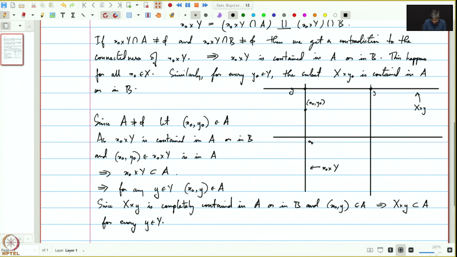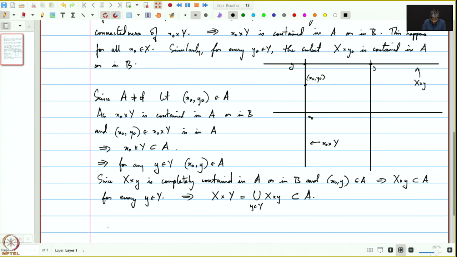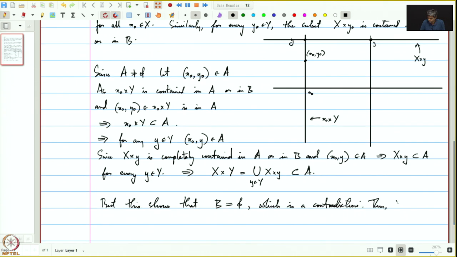And this happens for every y in Y. So this implies that X cross Y, which is equal to the union of X cross small y, is completely contained inside A. But this shows that B is empty, which is a contradiction. So thus, X cross Y is connected.